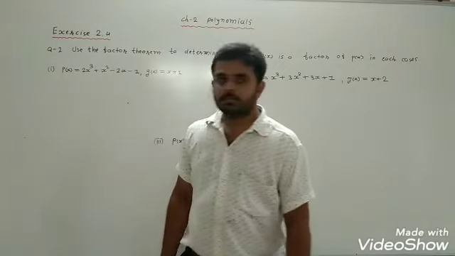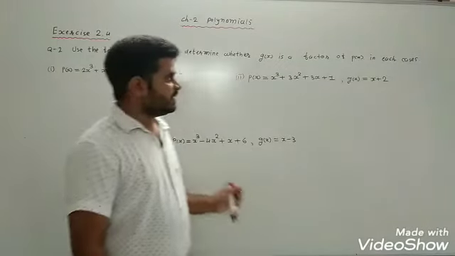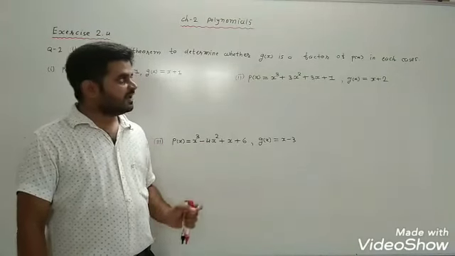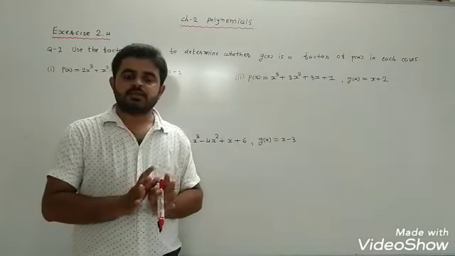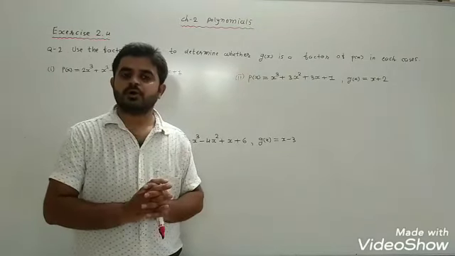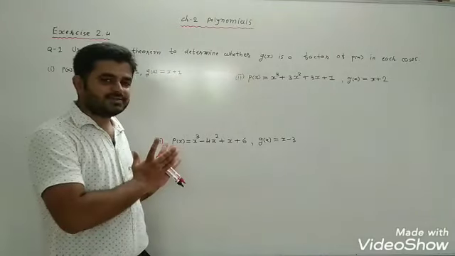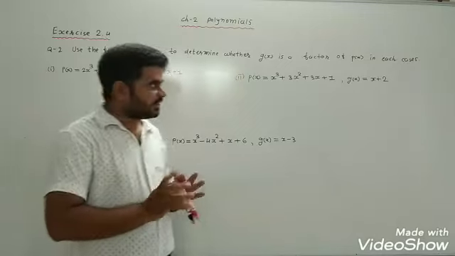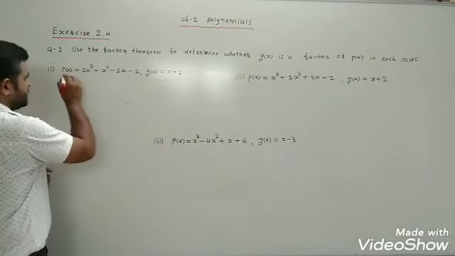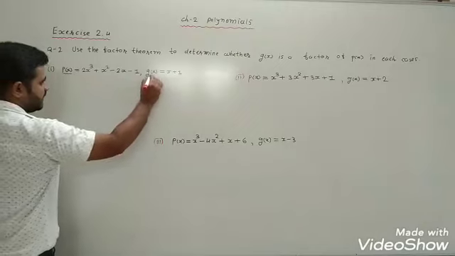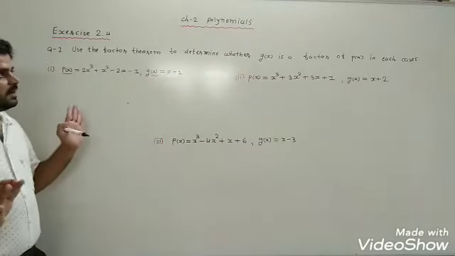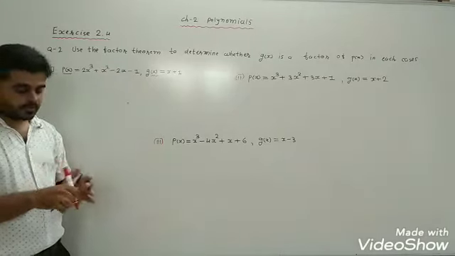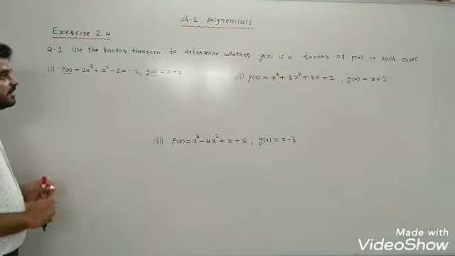Now, question number 2. In this question, the instruction is to use the factor theorem to decide whether g of x is a factor of p of x or not. We have to calculate this sum like the first sum. There is no change of method. Here p of x is given and g of x is given. Now we have to check whether this g of x is a factor of this or not. So how can we determine?